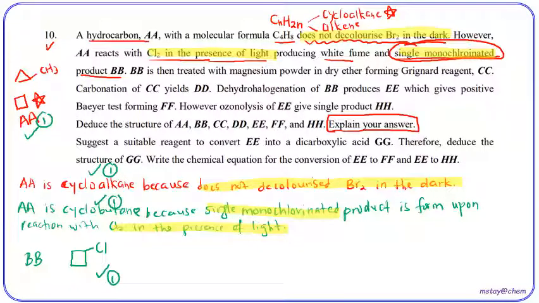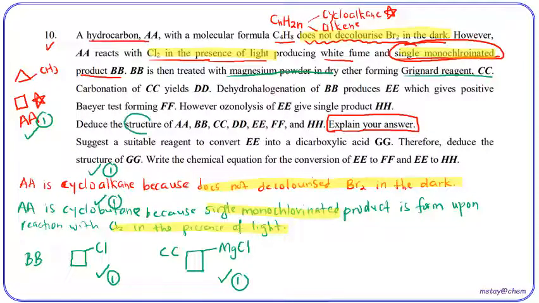Then next, they say we treat B with magnesium powder in dry ether to form Grignard reagent C. There is nothing to explain here because we already know the structure of B, and the question also lets us know it will form a Grignard reagent. So we just need to draw the structure. In front of the Cl we add in the magnesium. This is the structure of C, another 1 mark.